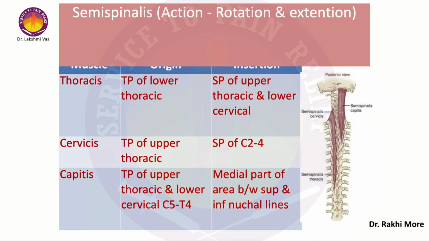Okay. So thoracis: transverse process of the lower thoracic vertebra to the spinous process of the upper thoracic and the lower cervical vertebra. Cervicis: the transverse process of the upper thoracic and spinous process of C2 to C4. And capitis: transverse process of upper thoracic and lower cervical T5 to T4. Insertion is on the medial part of the area between superior and the inferior nuchal lines.